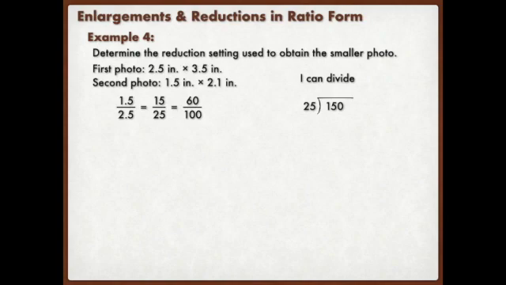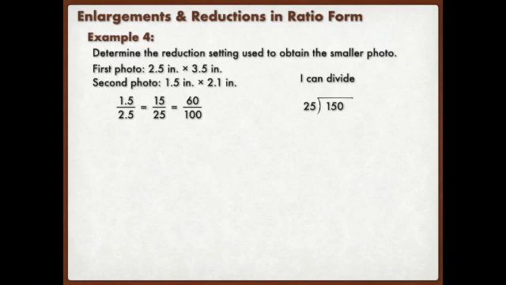Anytime you have a reduction, the smaller number will be the numerator. The larger number will be the denominator in a reduction. If I flip that and I put the larger number as the numerator and the smaller one as the denominator, that makes my improper fraction or mixed number. Okay, so that makes it an enlargement. So anytime I have the larger number on top, it's going to be an enlargement. If I have my larger number on the bottom, smaller number on top, it's going to be a reduction. So you can see in the example on the right, I have 1.5 over 2.5.